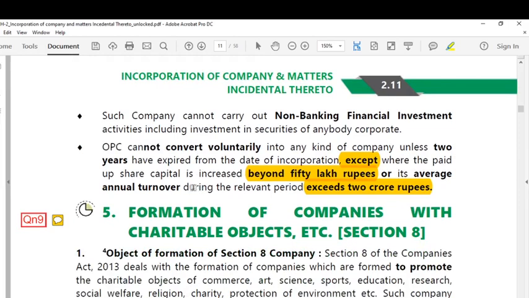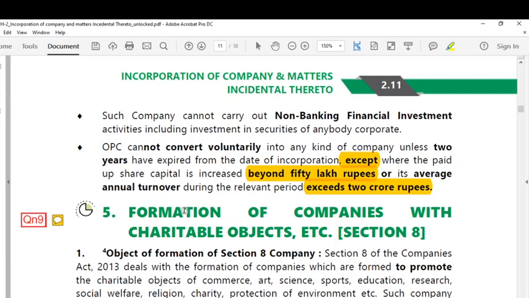And the 11th special provision is that an OPC cannot carry out non-banking financial investment, and it should not invest in the securities of any body corporate. So that is the 11th and the beautiful point under OPC. The 12th point says, my dear students, OPC cannot convert voluntarily into any kind of company unless it has 2 years of experience, which means from the date of incorporation, it has to continue business for 2 years. Thereafter, it can convert voluntarily into a private company or a public company. But within 2 years, OPC cannot be converted into a private company or public company, right?